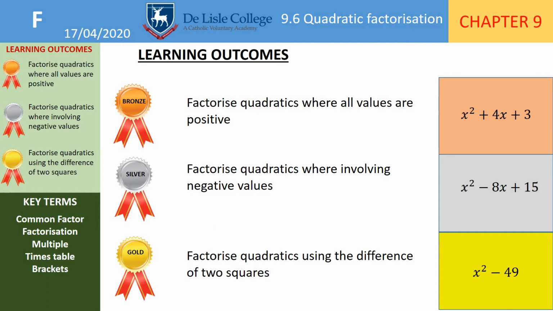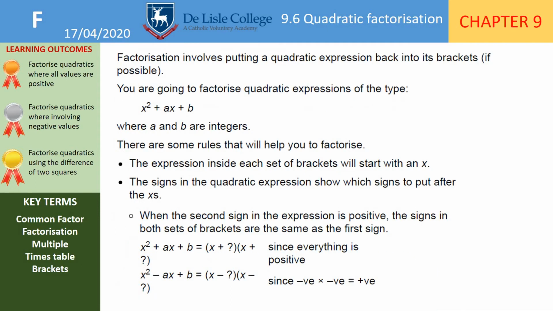So for bronze, next line, we're going to be factorising where all the values are positive, like x squared plus 4x plus 3. For silver, we're going to be factorising where one of the terms has got negative, or both terms. So it might be x squared minus 8x plus 15. And then finally, the gold ones are factorising quadratics using a special term called difference of two squares. So if you move forward, right.